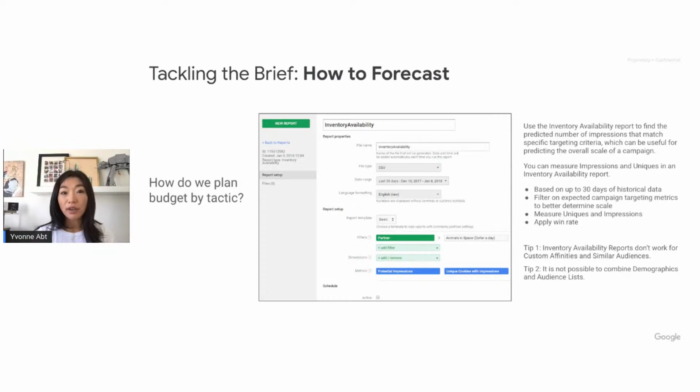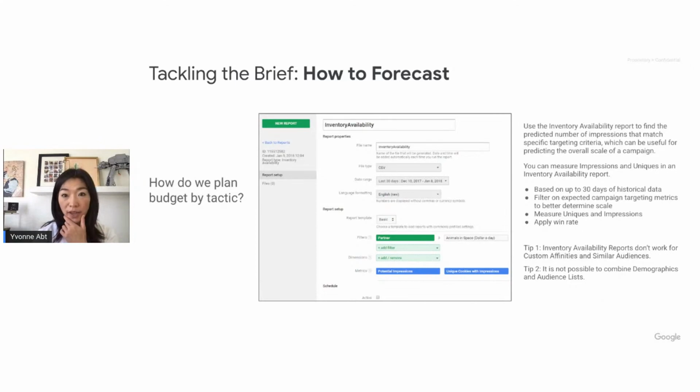And the inventory availability report helps predict how many impressions or uniques match your specific targeting criteria. And then that can be used to forecast the total scale of your future campaign. And of course, you can select a date range based on, let's say, 30 days of historical data to help you make the most accurate projection. Or maybe you know it's a seasonal campaign and you'll want to select the most relevant historical date range to help you forecast for your future.